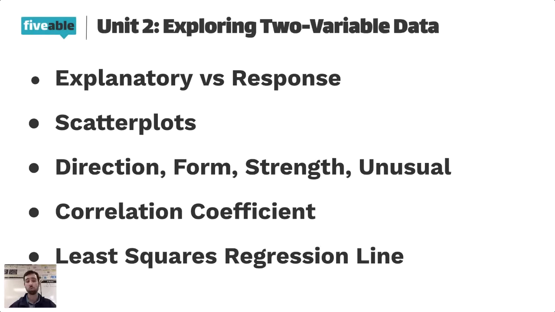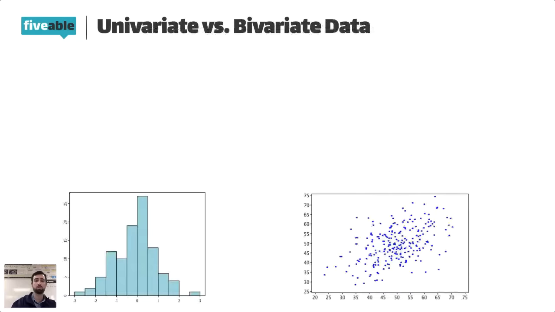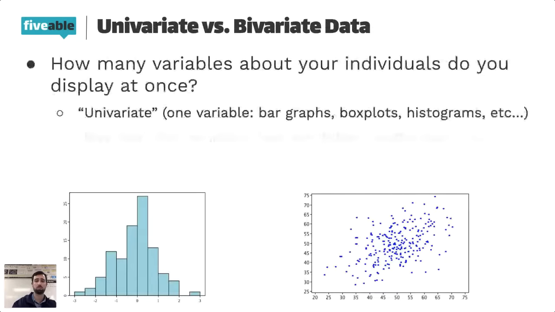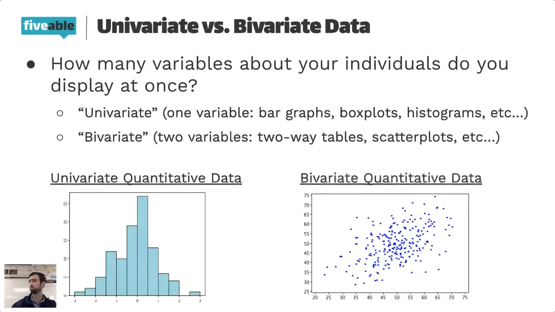The way we show bivariate data is through scatter plots. Scatter plots allow us to graph bivariate data. Here's an example. Here we have bivariate data. Each point represents a person or an object, whatever it is we're measuring. And it represents two values or two data points of that one subject.